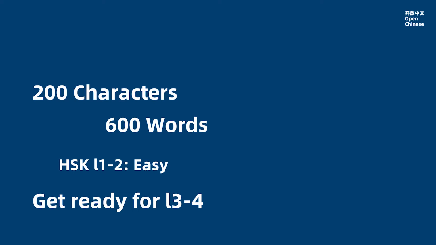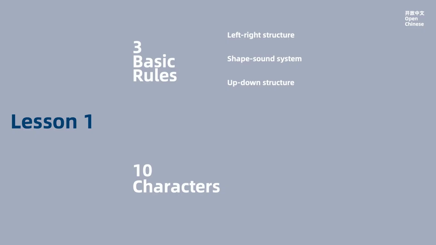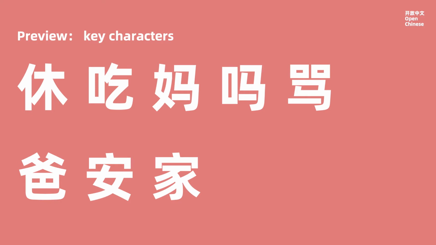Okay, let's get started. Lesson 1. In this lesson, we'll cover 3 basic rules of making characters. They are left and right structure, shape and sound system, and up and down structure. We'll use 10 new characters as examples to demonstrate how the 3 basic rules are doing their jobs in making characters. Let's preview what we're going to learn today.